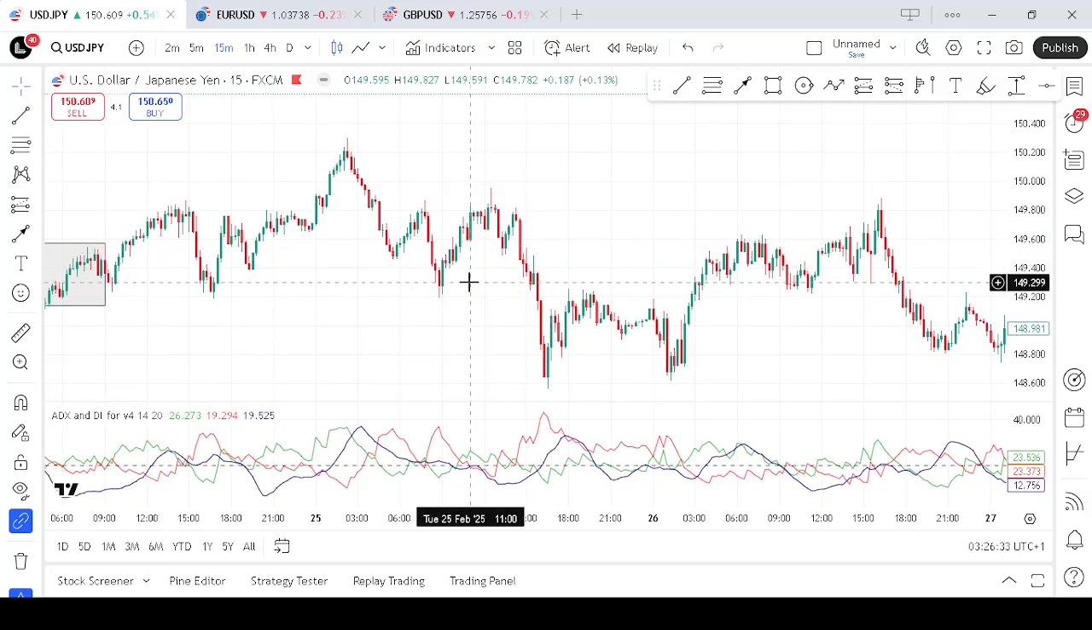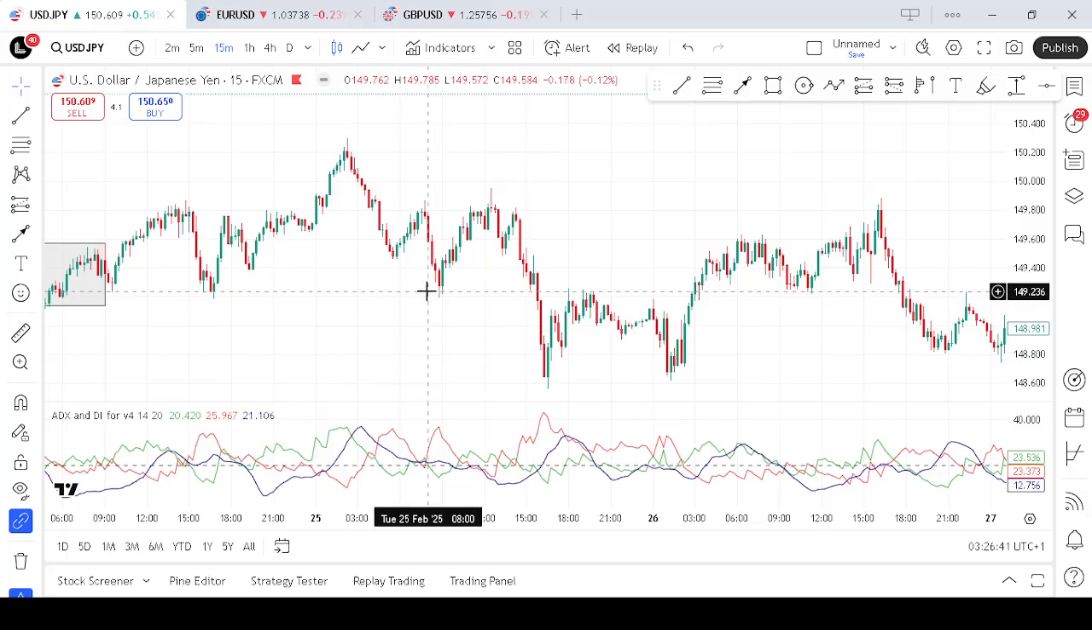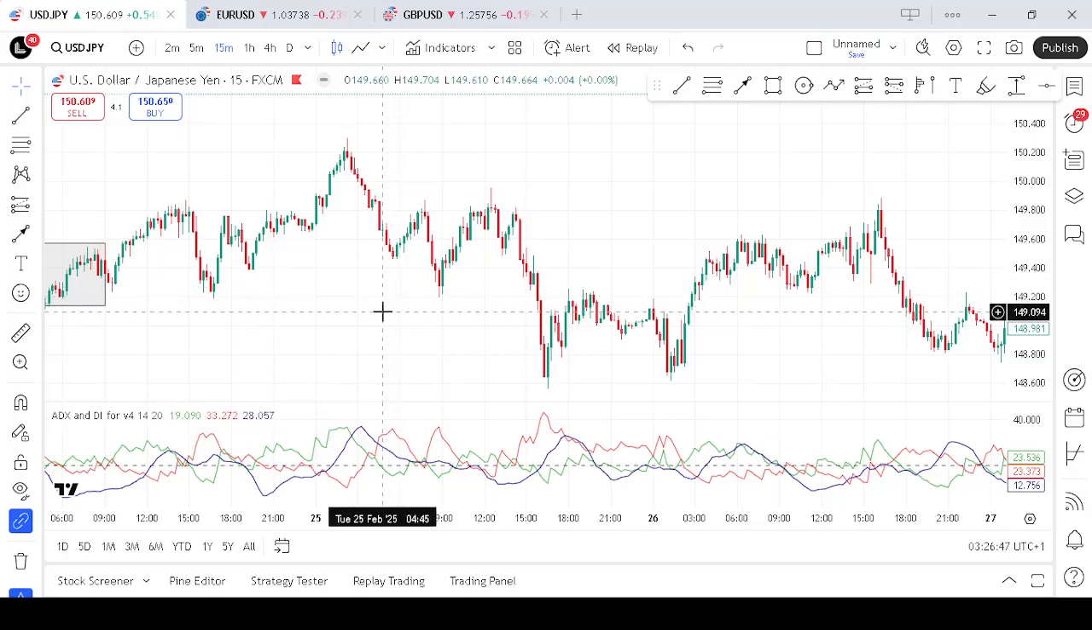The ADX 14 period measures the trend strength. The positive DI and the negative DI lines identify buying and selling opportunities based on the crossover. The key ADX level, a reading above 25, indicates a strong trend, while a reading below 25 suggests a weak or ranging market.